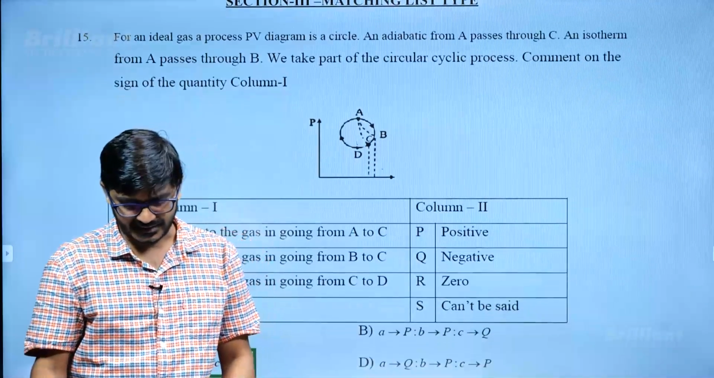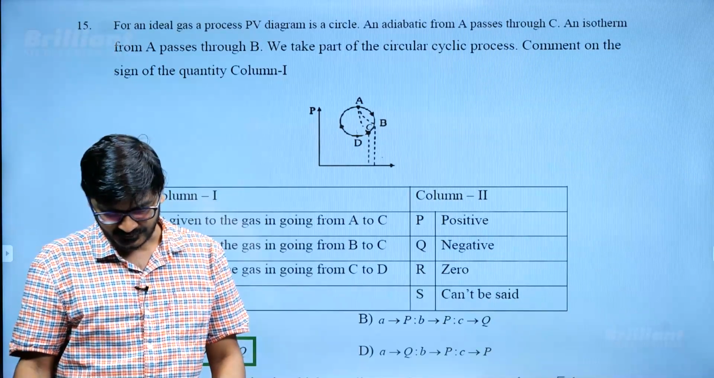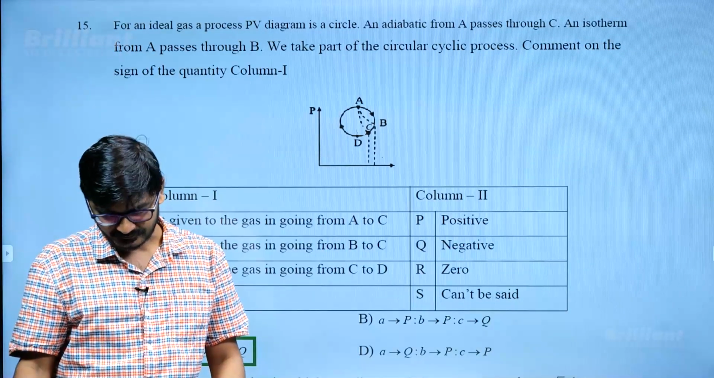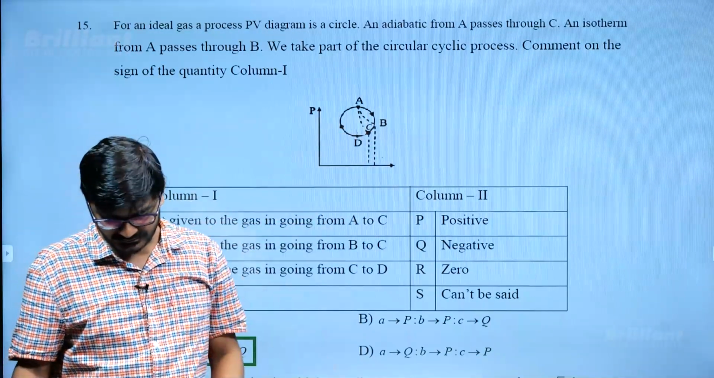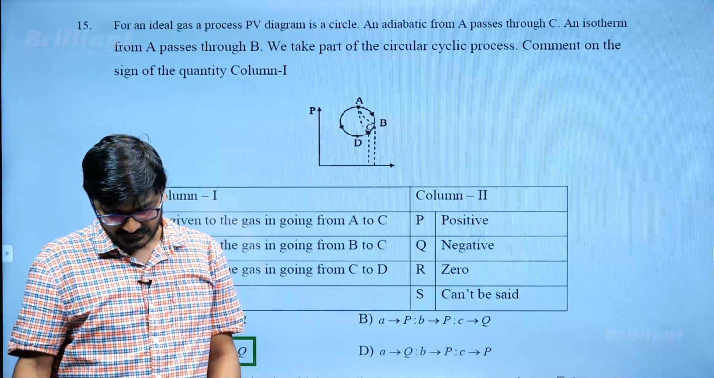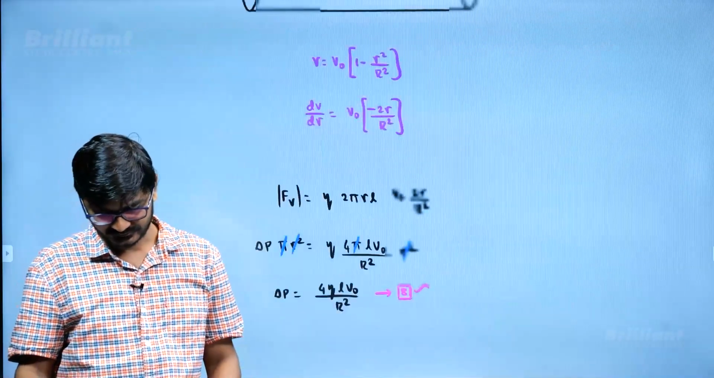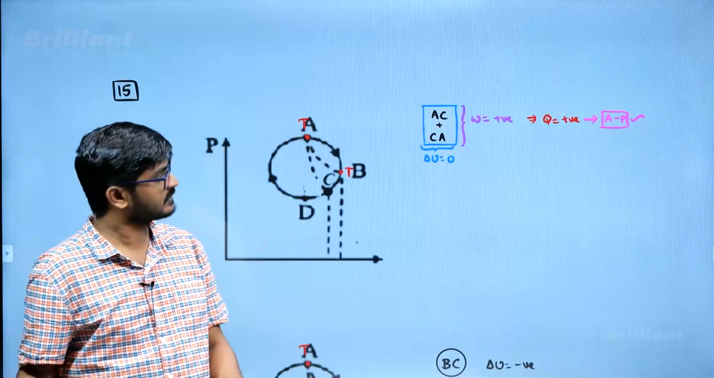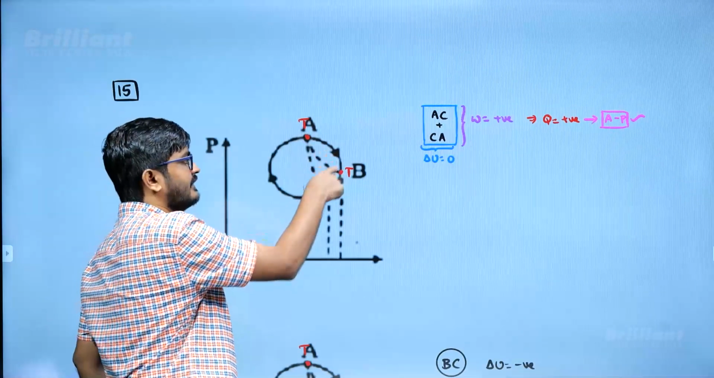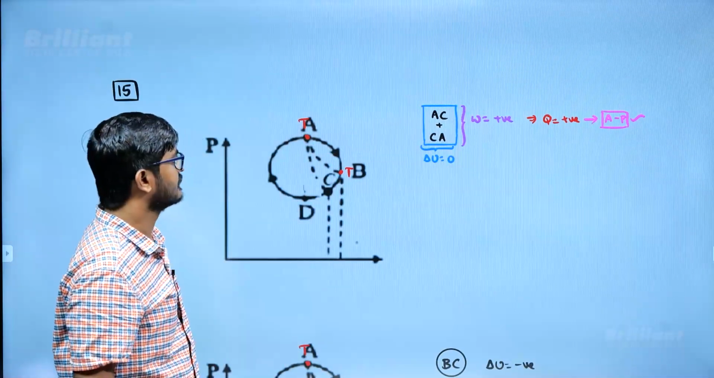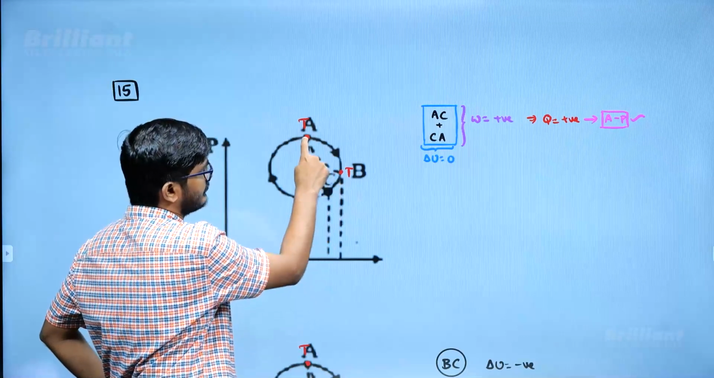The next question, for an ideal gas process, the PV diagram is a circle, and there is an adiabatic process from A to C. A to C is adiabatic, A to B is isothermal. So from A to C, what is the heat given? From B to C, what is the heat given? So A to B is isothermal, they said. So A to B whether heat given is positive or negative, that we need to see. So what I have taken is this closed path, A to B plus B to A.